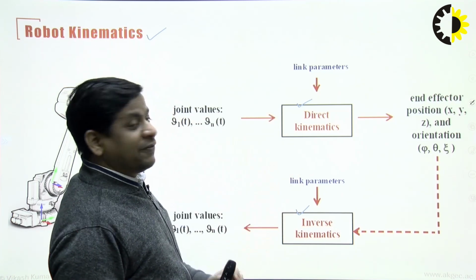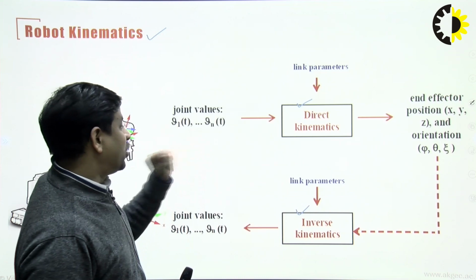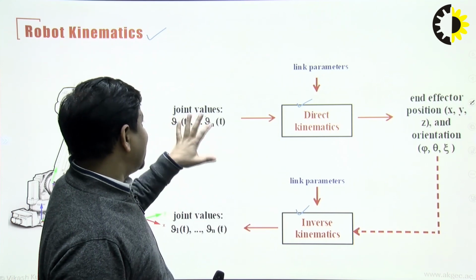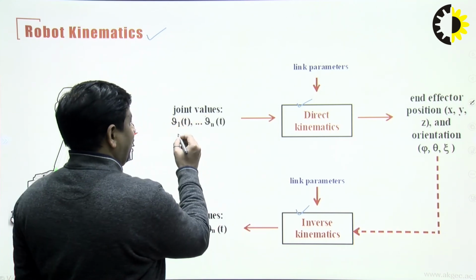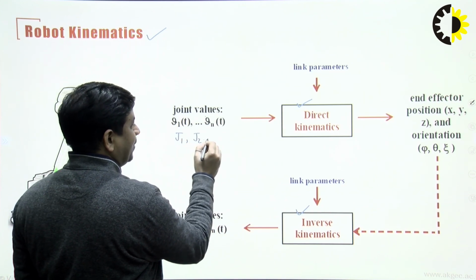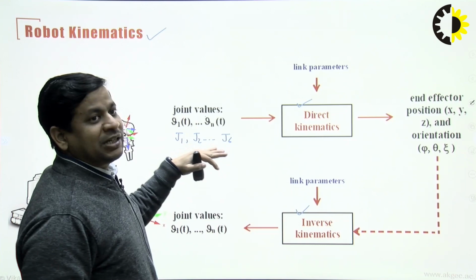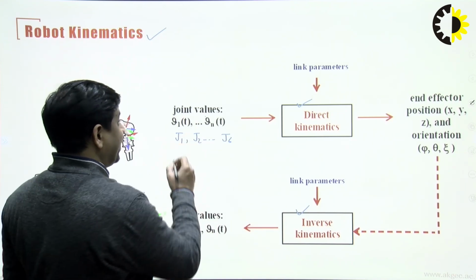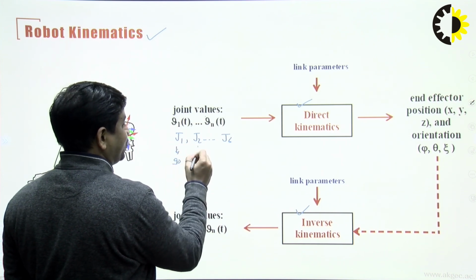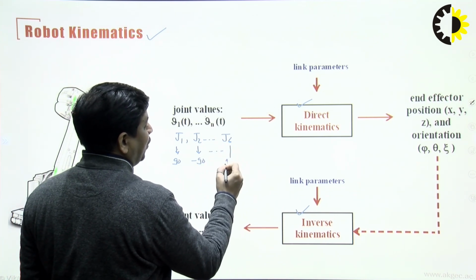A very basic difference that I am going to tell you here: whenever we are saying forward or direct kinematics, joint values are given. Joint values means, suppose your robot is an articulated robot, so it has joints J1, J2 and up to J6. It is a 6 axis robot, that's why 6 joints are there. And if you know the angle of each and every joint, suppose joint 1 is at 90 degrees, joint 2 at minus 90, like that, and joint 6 has a value of 180 degrees.